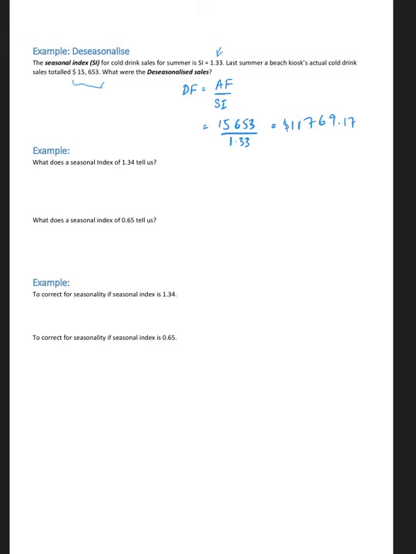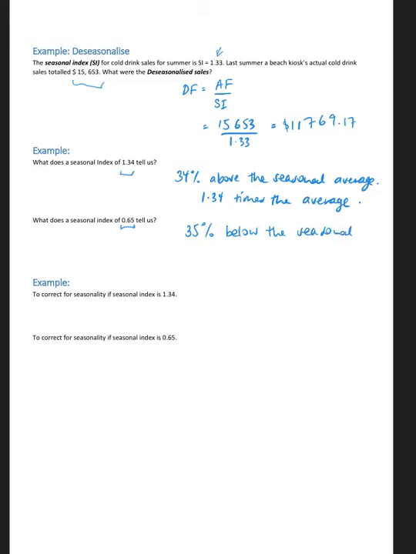Second example, what does the seasonal index of 1.34 tell us? So this is interpreting the seasonal index. It's 34% above the seasonal average, or it's 1.34 times the average. All right. What does a seasonal index of 0.65 tell us? The difference from 1 is 35, so it's 35% below the seasonal average, or 0.65 times the seasonal average.